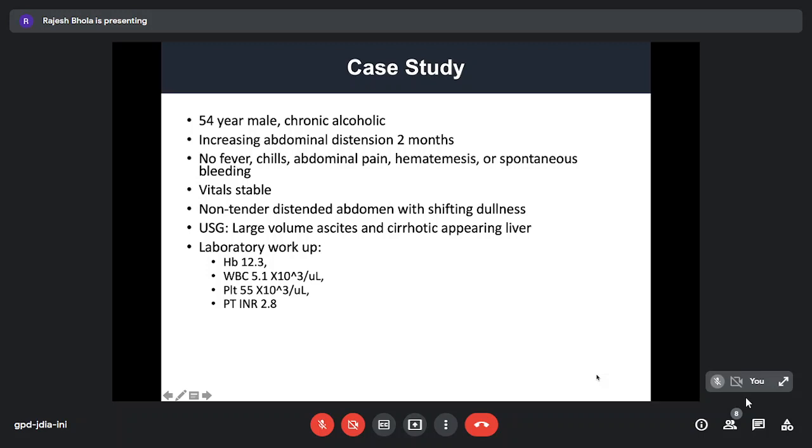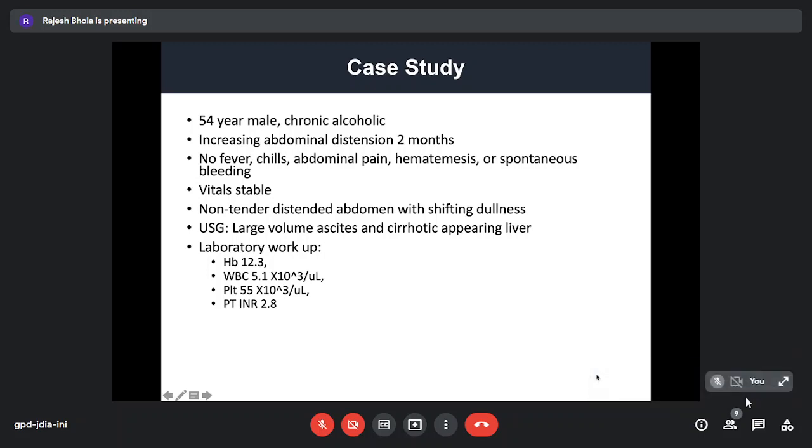He had no fever, chills, abdominal pain, or hematemesis, and no spontaneous bleeding has been observed in this case. His vitals are stable, and there is a non-tender distended abdomen with shifting dullness, which indicates ascites, and ultrasound just confirms it. There is a large volume ascites and a cirrhotic liver. So the diagnosis is very straightforward. It is a case of cirrhosis of liver.